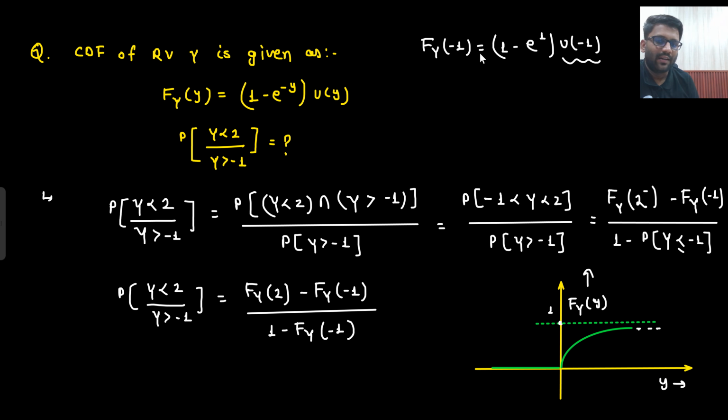Or you can see here, fy of minus 1 is coming. What is the value of u of minus 1? That is 0. So fy of minus 1 is coming out to be 0 only. So this particular thing is 0, and 1 minus 0 would be 1 only.